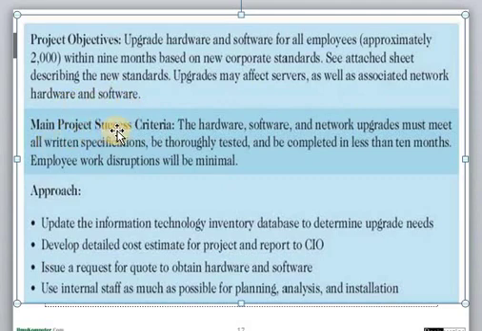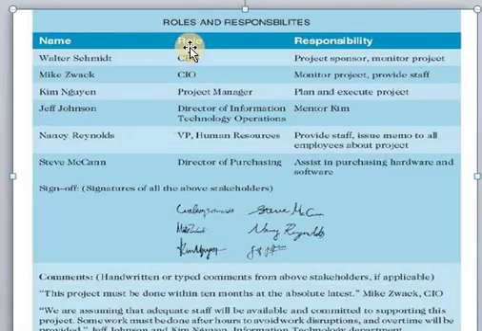So the main project success criteria is basically that the hardware, software and the network upgrades must meet all the written specifications, be thoroughly tested and be completed in less than 10 months. Employees' work disruptions will be minimal. So basically in this section you will document the project objectives, and in this particular section you will document the main project success criteria, and the approaches that we will use in order to get these objectives will be listed in this particular section. So in the next section we will have the roles and responsibilities.